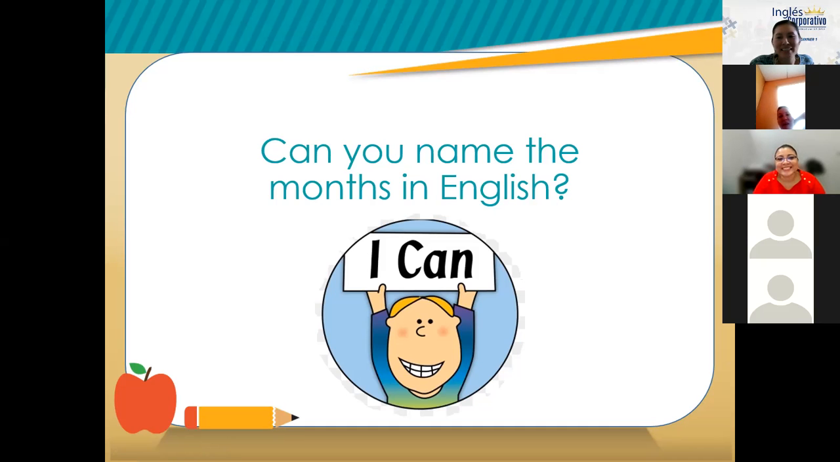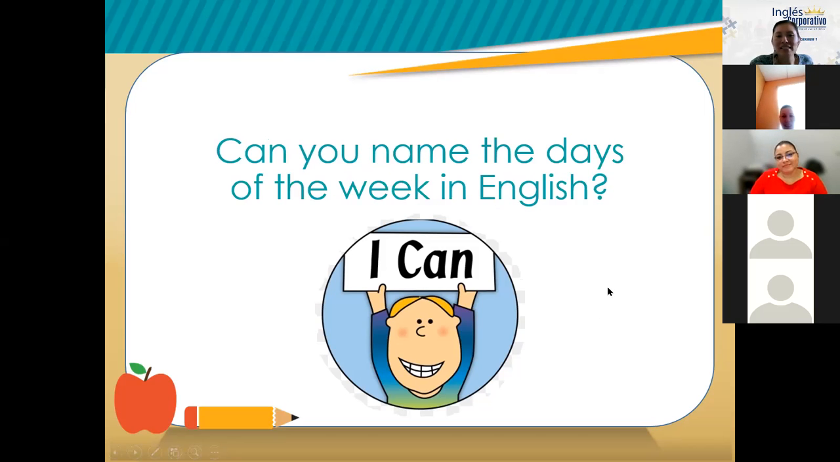Can you name the months in English? Months. Can you name the months in English? September, October, May, June, July, January, February, March, April, and December, November, August. Excellent, very good. She didn't do it in order, but she mentioned all of them, right? Excellent. Can you name the days of the week in English?